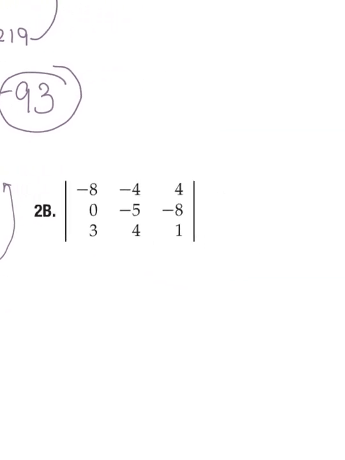All right, so for this next one, starting again with repeating the numbers in the first two columns, negative 8, 0, 3, negative 4, negative 5, 4. Multiplying diagonally.